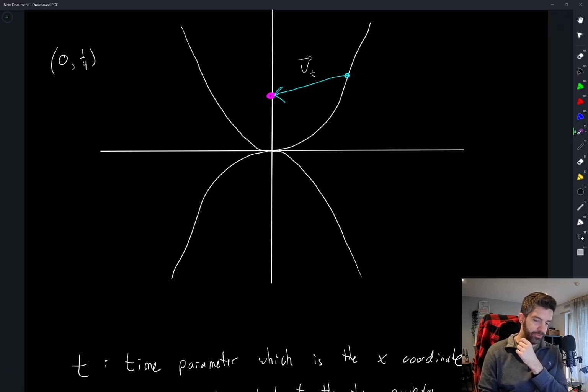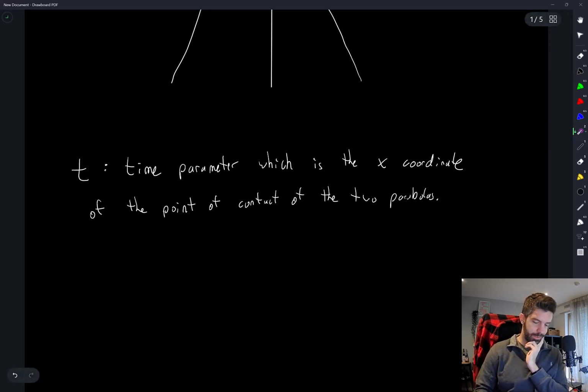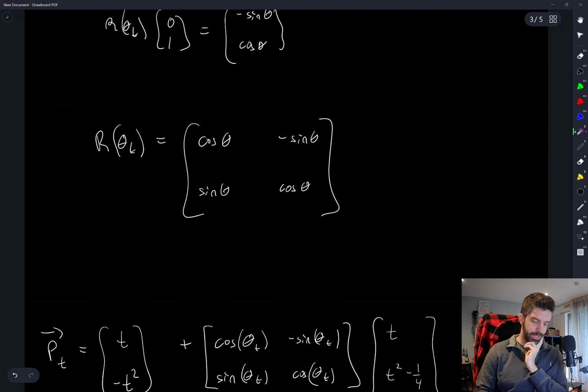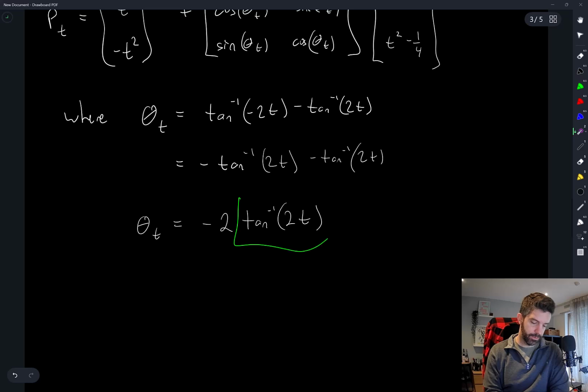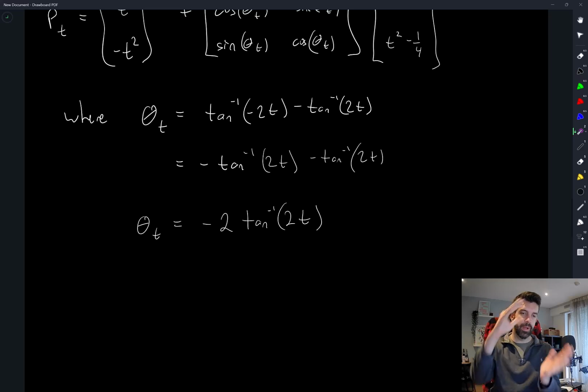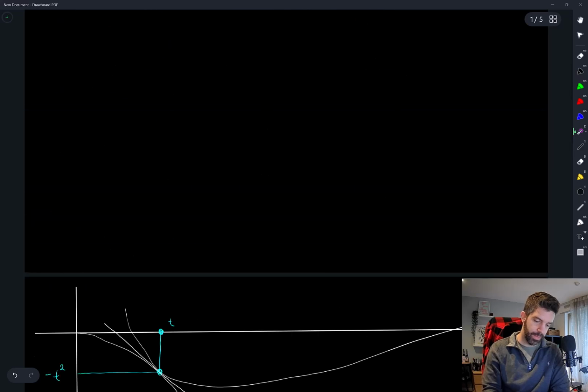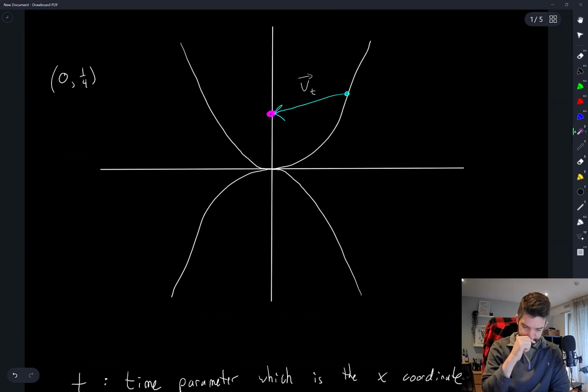I suppose asymptotically the total rotation approaches 180 degrees. Okay, now it makes sense. As t goes to infinity, this goes to 90 degrees, so the rotation approaches negative 180. That makes sense. The parabola never quite fully turns upside down. So that thing I had written up here was totally wrong.